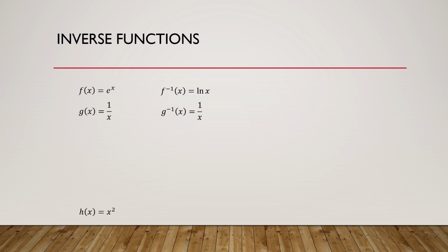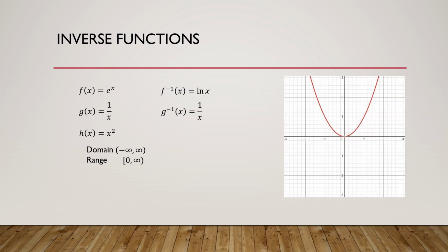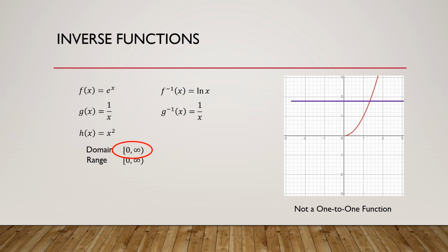Finally, let's look at h of x is equal to x squared. The domain of this function is all real numbers, and the range is all numbers greater than or equal to 0. Note the graph of the function. This function, though, fails the horizontal line test and is therefore not one-to-one. In this case, though, we can constrain the domain of the function to be x is greater than or equal to 0. Under this constraint, the function passes the horizontal line test and is one-to-one.